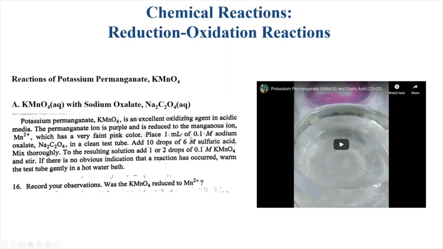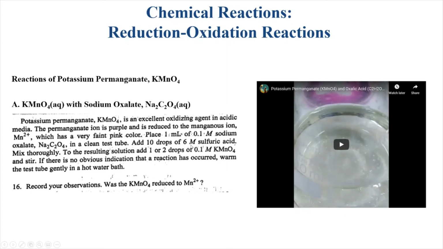So we're going to take 1 ml of sodium oxalate. Now, if potassium permanganate is our oxidizing agent, that means that this is going to be reduced. And then therefore, the sodium oxalate must be what's being oxidized, or is our reducing agent. So we're going to add our reducing agent, the sodium oxalate, in a clean test tube.